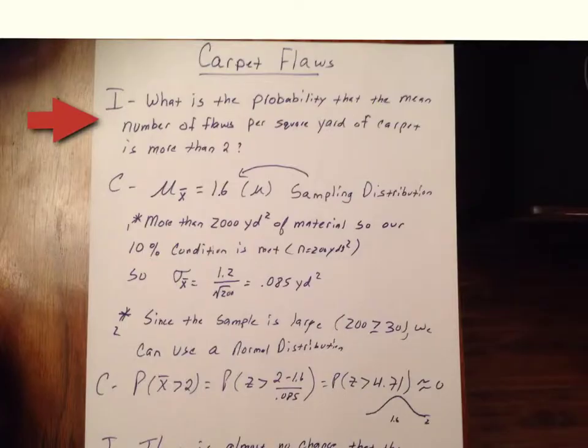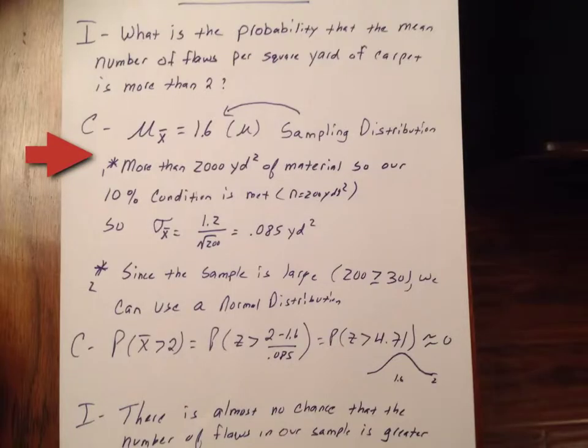All right, your first step is to identify the problem. What's the probability that the mean number of flaws per square yard of carpet is more than 2? Remember, the mean of the sampling distribution of x bar is 1.6, which is the mean of the population, mu. That's 1.6 flaws per square yard. Remember the conditions. First of all, the 10% condition is there must be more than 2,000 yards of material in the population, so our 10% condition holds true.